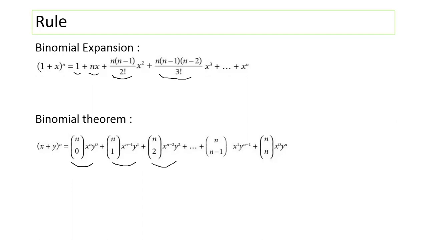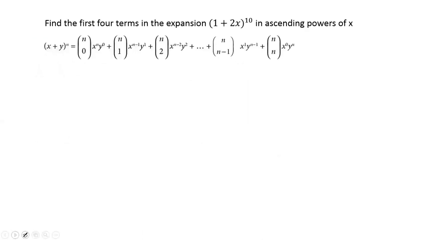Whether you use this formula, this rule, or this rule, you could find the same solution or the same answer. Okay. Now let's move to the next slide. We're gonna find the first 4 terms in the expansion of (1 + 2x)^10 in ascending powers of x.